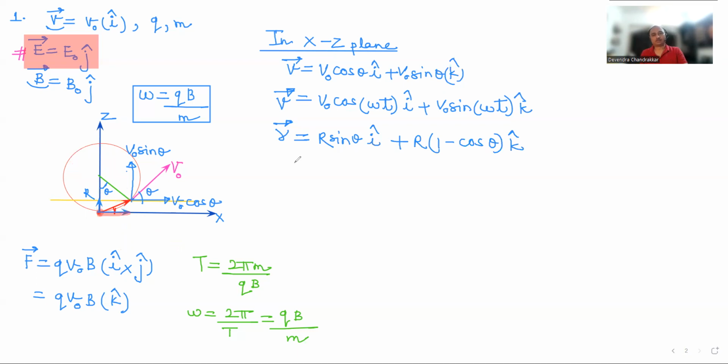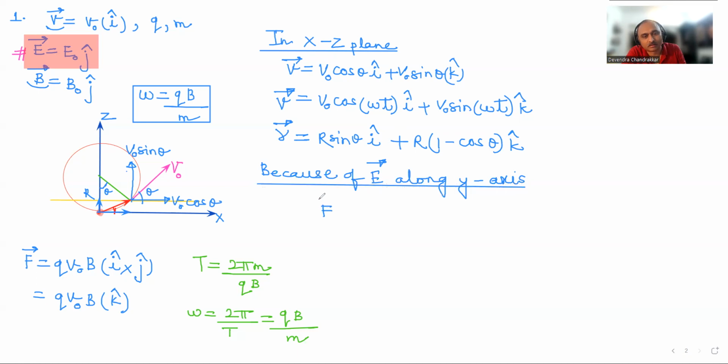ठीक, ये हो गया r वेक्टर. अब क्या आया बच्चों, देखो. Because of electric field along which axis? Along y-axis. What is the acceleration of the particle? Or what is the force acting on the particle? It's QE. Yes or no? So what will be the acceleration along y-axis? This is force along y-axis. This is Q E naught j upon m.